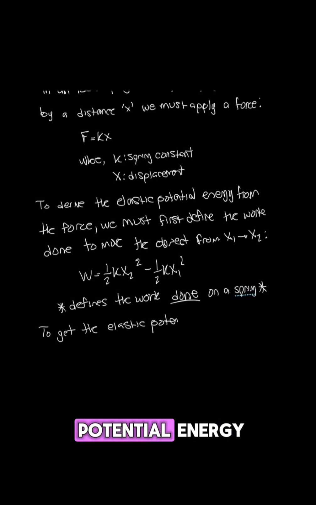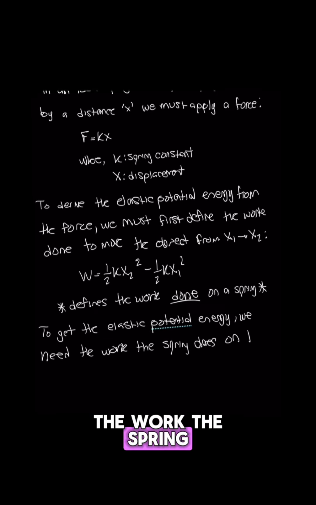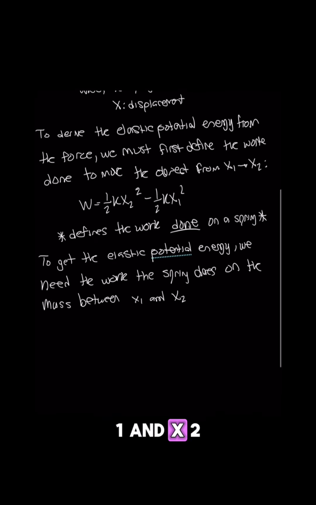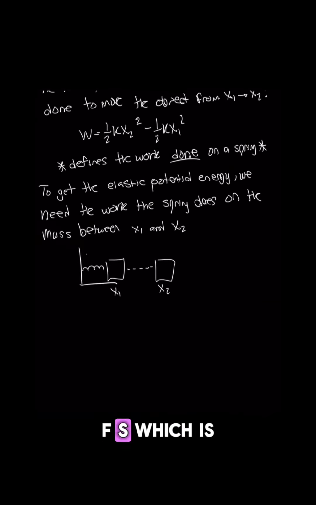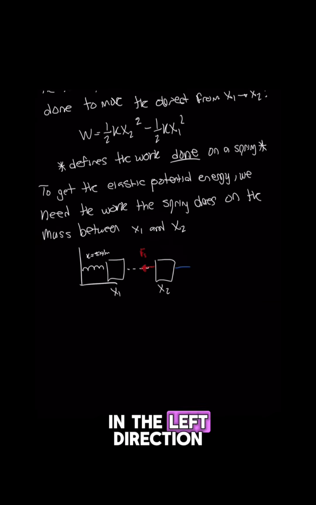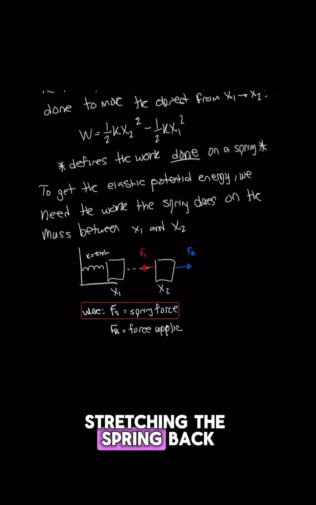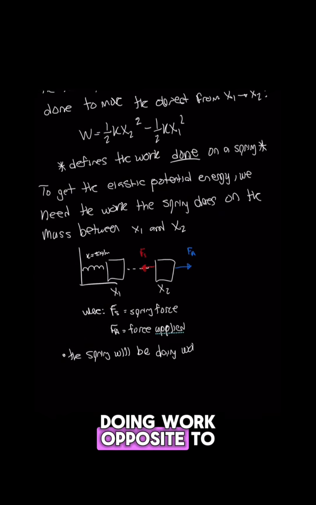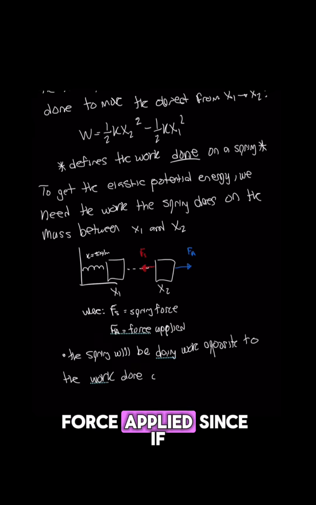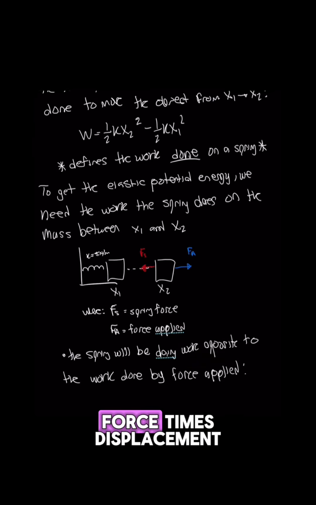To get the elastic potential energy, we need to find the work the spring does on the mass between x1 and x2. If we look at this diagram here, Fs, which is the spring force, is going to be pointing in the left direction, and the force applied is pointing in the right direction, stretching the spring back. The spring will be doing work opposite to the work done by the force applied, since if we remember, work is equal to force times displacement, and the displacement is in the right direction.